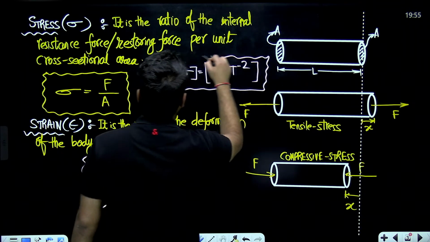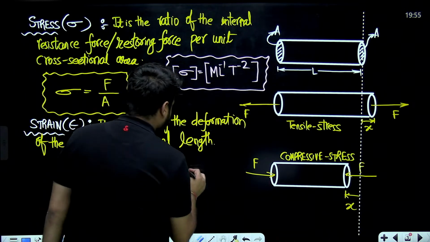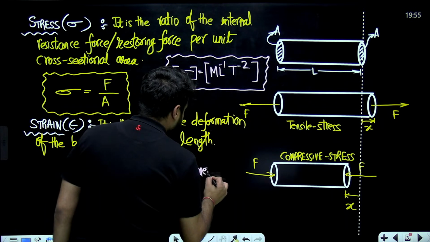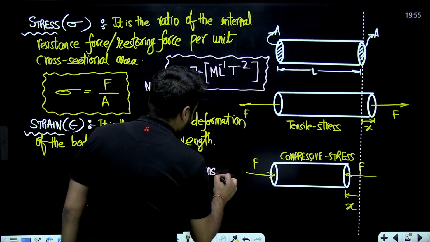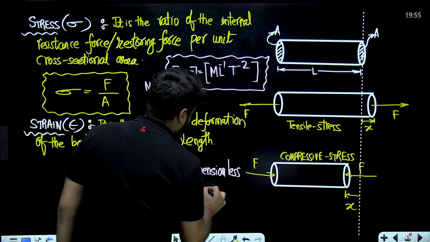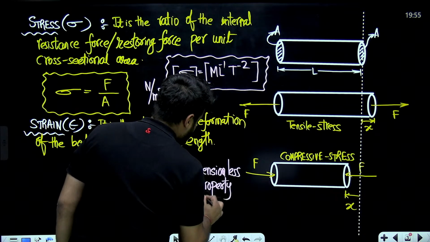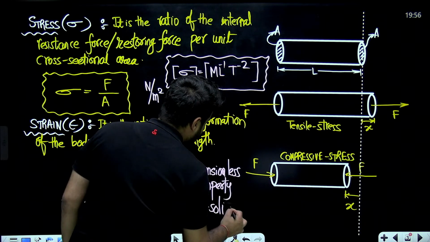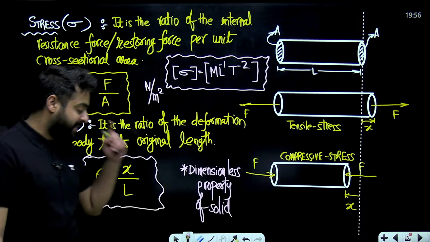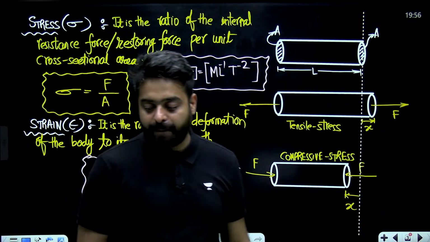Can you tell me the dimension of strain? It is a dimensionless property. That's a beautiful part. If somebody asks you what is the most important dimensionless property in a solid, it is the property called strain inside the body.